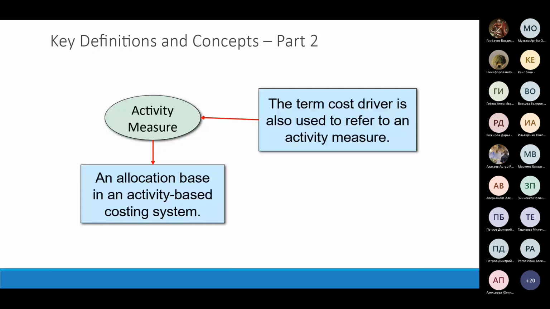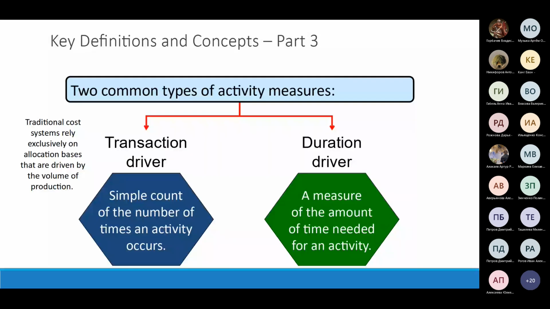So we have two common types of activity measures, for example, transaction driver and duration driver. Traditional costing systems rely on allocation bases that are driven by the volume of production. But of course, other costing systems may use the duration driver, the measure of the amount of time needed for the specified activity. So it could be based on time as well.